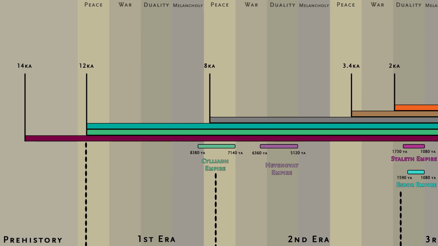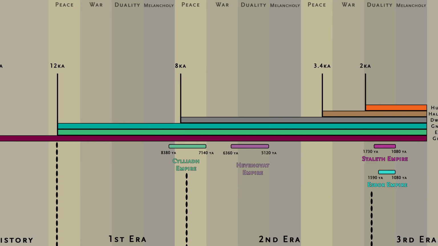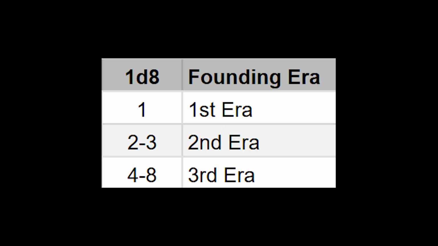For this next roll, we're going to lean on the timeline we designed when we wrote our setting's history. We divided Praxis into 3 eras, so we'll roll a d8 with a bias towards the more recent.